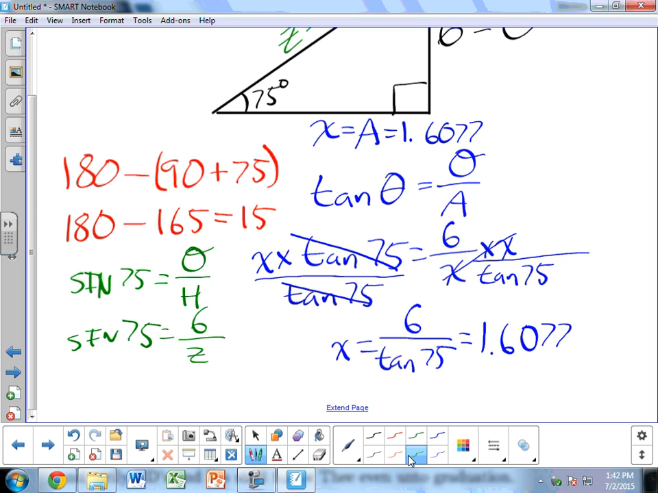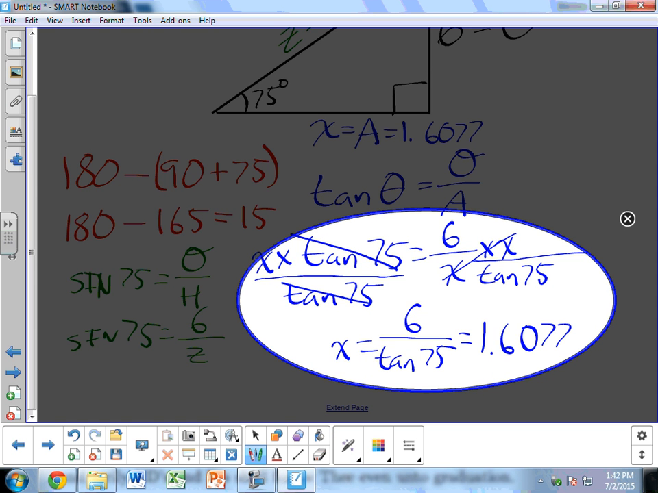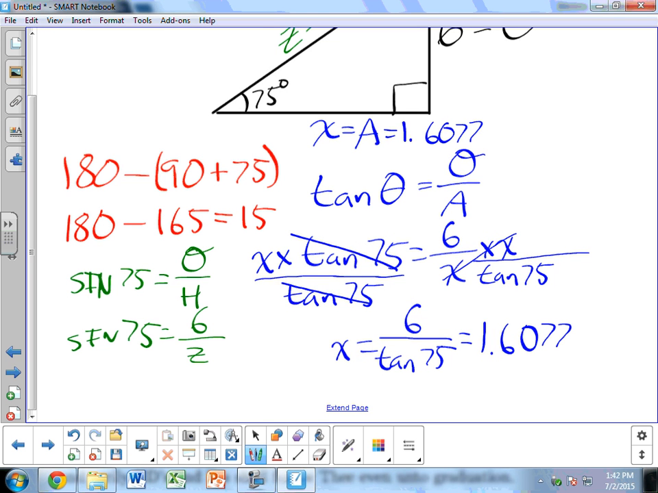Okay, so now same thing. Instead of multiplying both sides by z and then dividing both sides by the sine of 75, there's a little shortcut you can do, but only as long as you understand this process: that multiplying both sides by x and dividing both sides by the tangent of 75 yields x equals 6 divided by the tangent of 75.